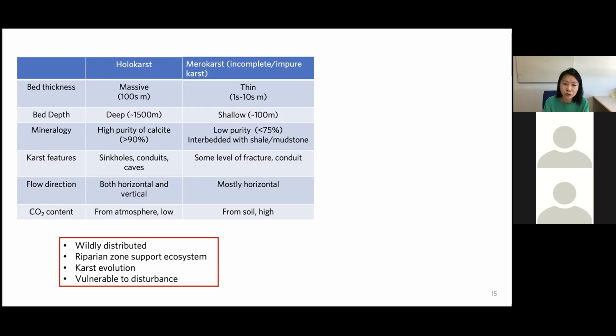limestone formation, and usually it's very shallow and interbedded with shale or mudstone. And it doesn't really have the opportunity to form large conduits or sinkholes or caves yet. You can consider it the early stage of the karstification process. And most of this mirror karst system is like a layered cake, and it's mostly horizontal. And it's widely distributed worldwide, very important to support the riparian zone ecosystem, and very important for us to understand the karst evolution. And also, as with all karst regions, it's very vulnerable to external forces.